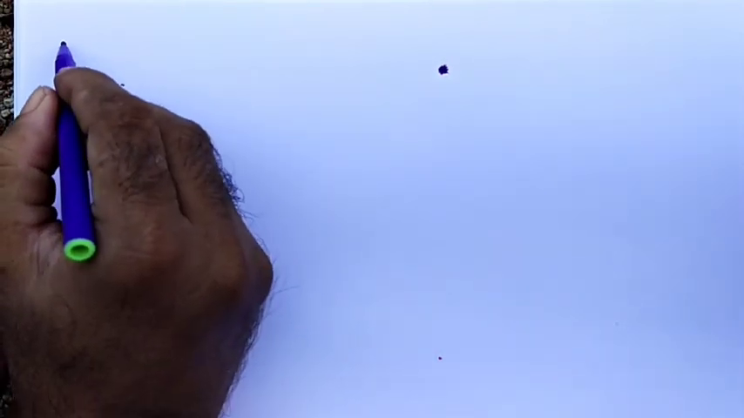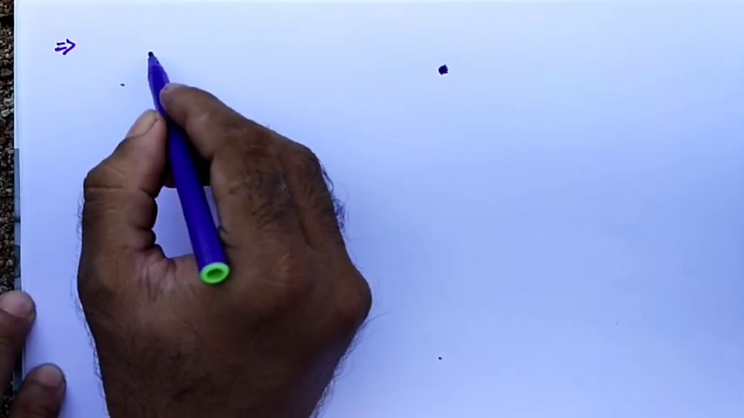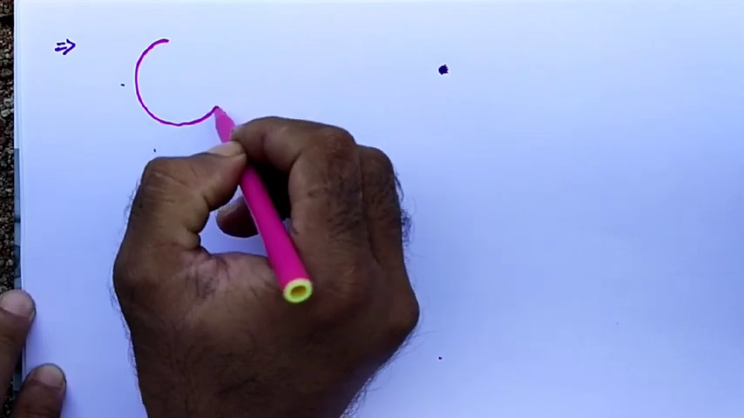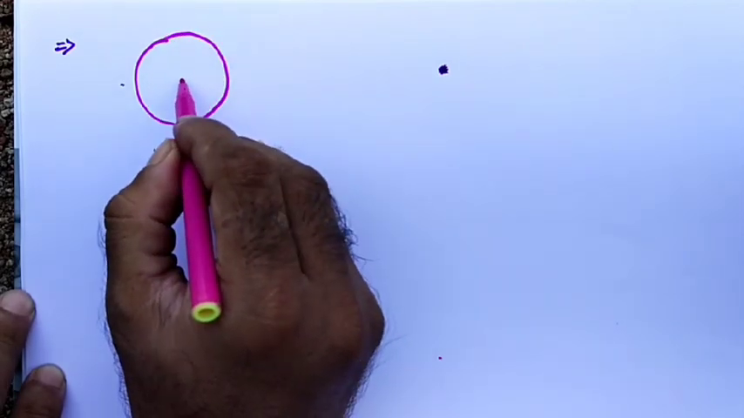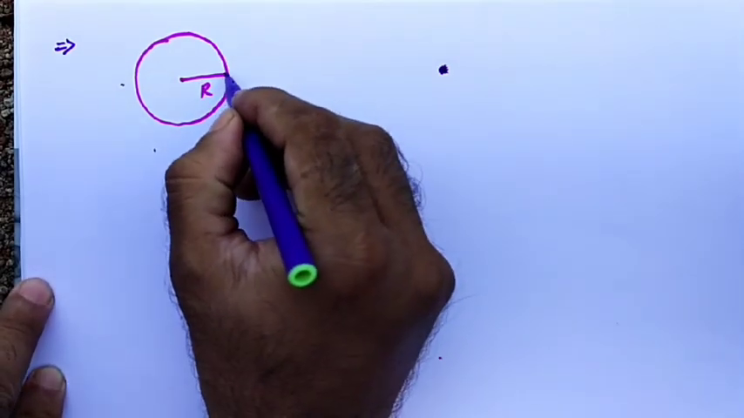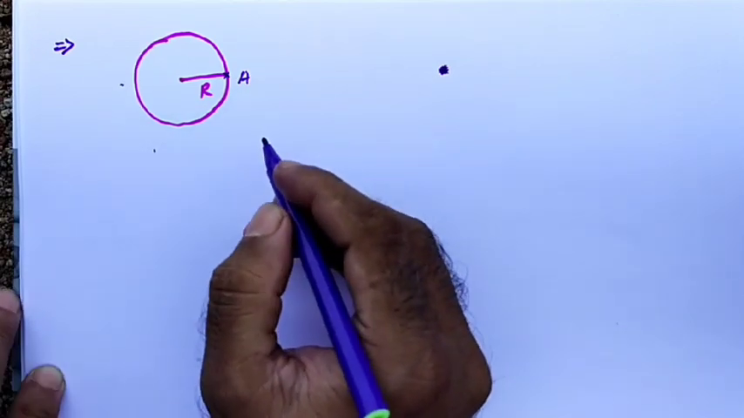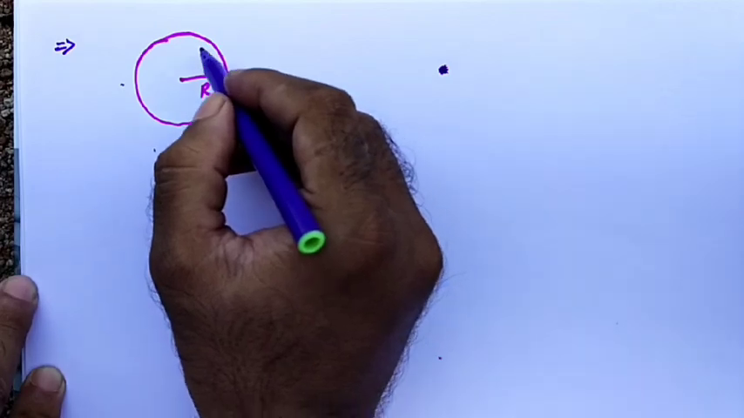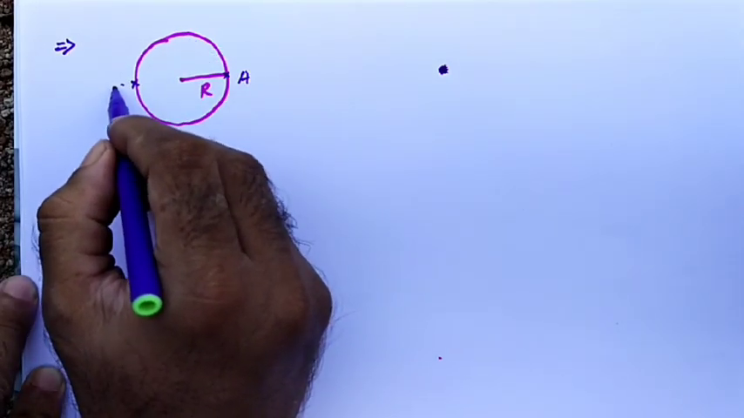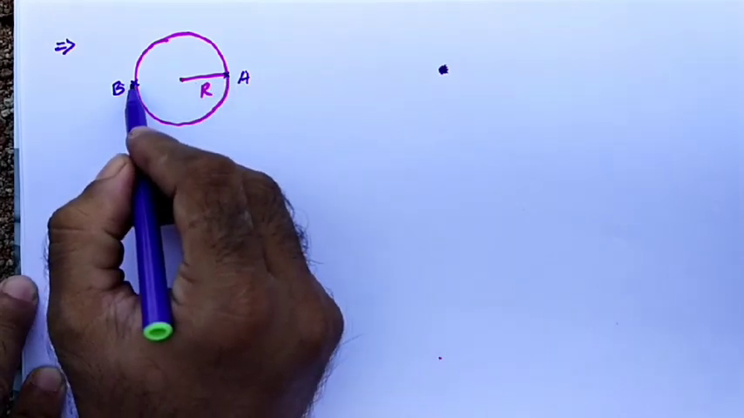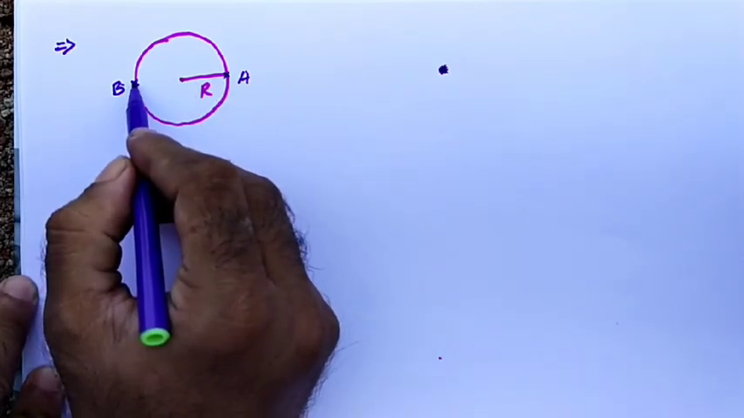Okay, let us see how to calculate distance and displacement. A body is moving in a circular track whose radius is r. Now the first body has started at point A and is moving on the circle. Point B is the diametrically opposite point on the circle.